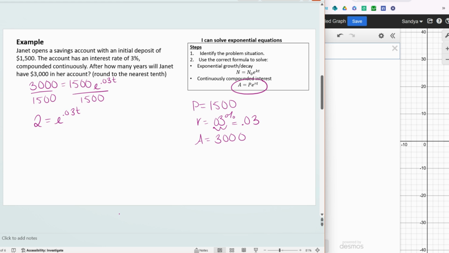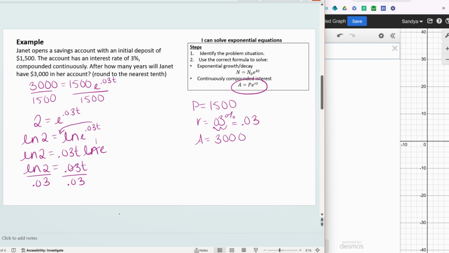Okay, so now that that term is isolated, I'm going to go ahead and take the natural log of both sides since my equation has a base of e. And then I'm going to use the power property to bring that power down. So I have the natural log of 2 equals 0.03t times the natural log of e. Remember, we talked about previously the natural log of e is equal to 1. So this is basically saying the natural log of 2 is equal to 0.03 times t. Now all I need to do to solve for t is to divide both sides by 0.03. And then this is going to cancel.